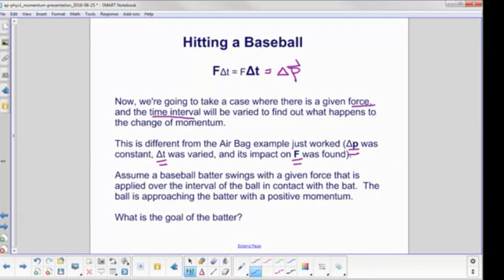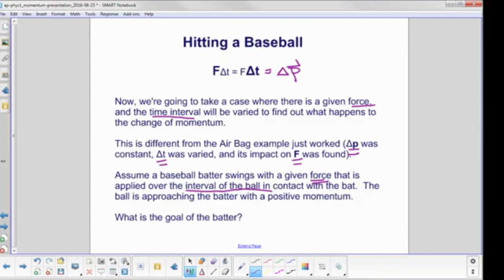and the impact of the force on the passengers was found. So let's assume a baseball batter swings with a given force that is applied over the time interval of the ball being in contact with the bat. The ball will be approaching the batter with a positive momentum.